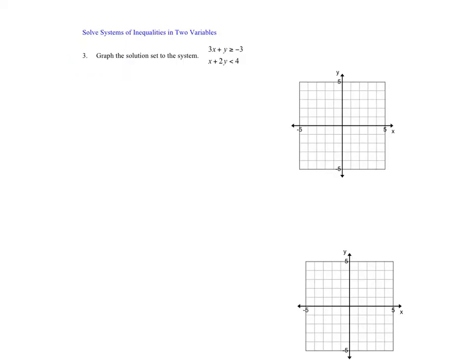Let's see what happens when we have a system of inequalities. All right, we're going to graph two lines: 3x plus y is equal to -3, and then we're also going to graph the line x plus 2y equals 4. Now notice that in the first one, because there's an equal sign, that would be a solid line. So we're going to graph this equation with a solid line. And then on this next one, there's no equal sign there, so that would need to be a dashed line. So this one is going to be dashed.